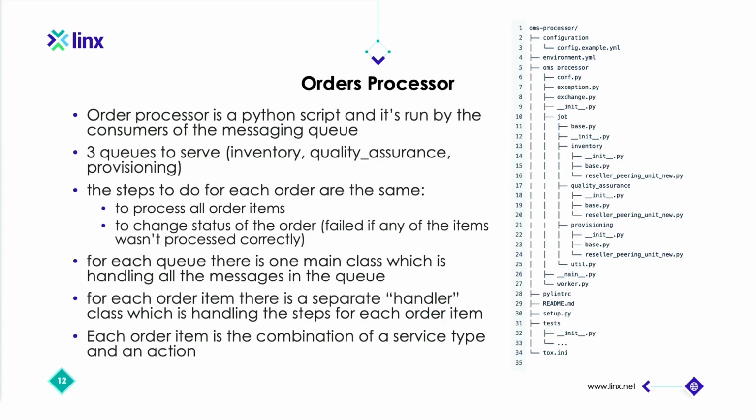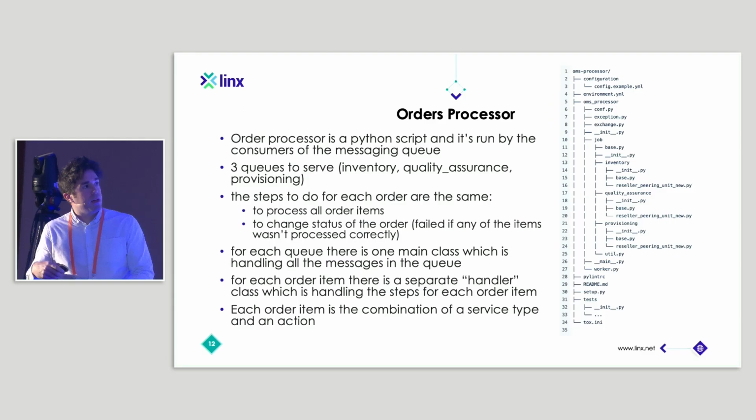And then we can move on to the order processor. So the order processor is basically a Python script, and it's run by the consumers of the messaging queue. You can see here an example of the structure of that Python application. And there are 3 queues to serve: inventory, quality assurance, and provisioning. So inventory, quality assurance, and provisioning.